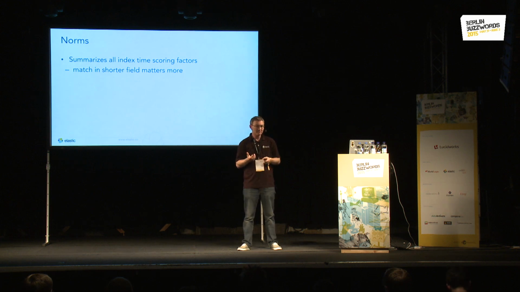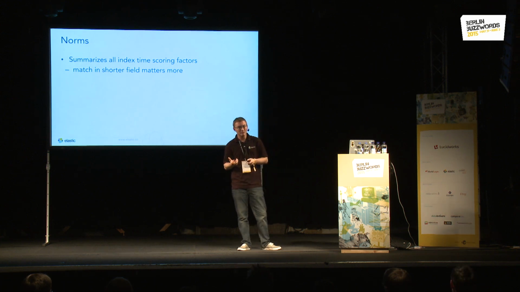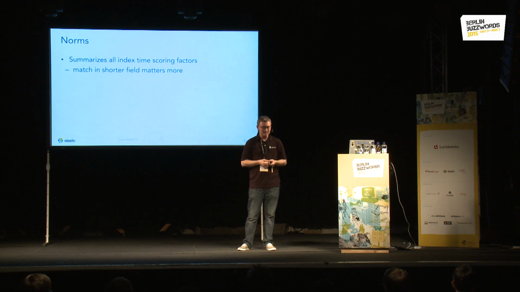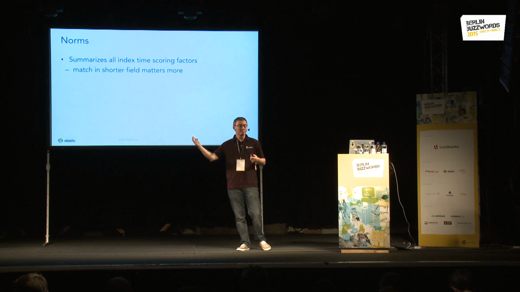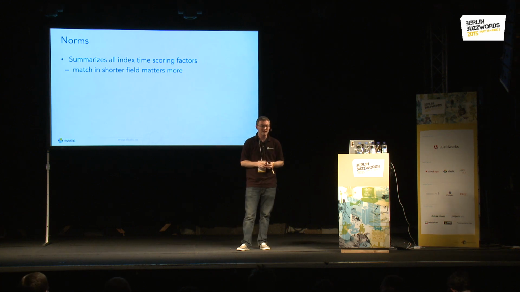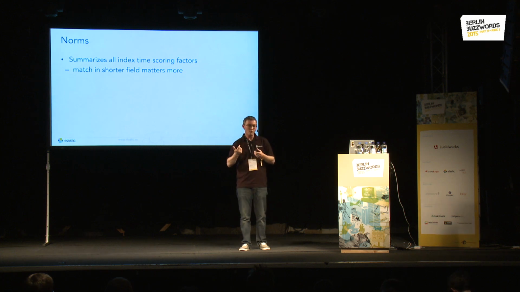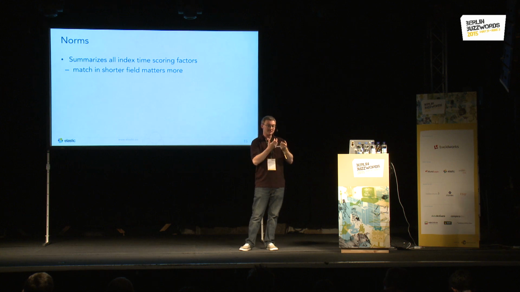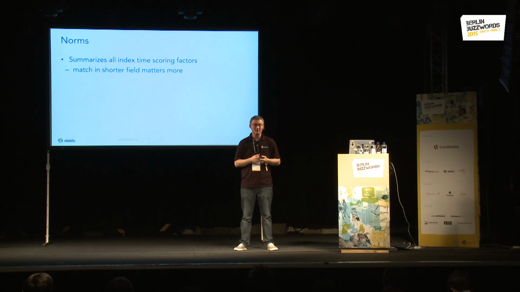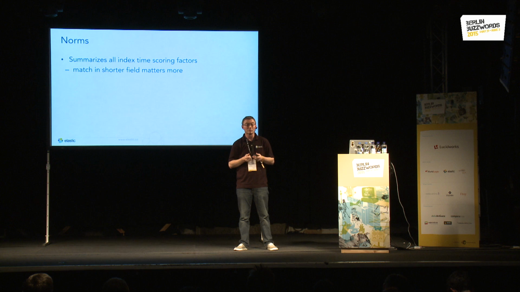The main portion of it is what's called a length normalization. And what that means is if I have a match, for instance, in a title field that is very short, it's probably more relevant than if I have a match in a very long field, like a body field or something like that. And so this normalization factor is basically a weight that's going to be applied into that score that's going to boost up documents that matched in a shorter field.